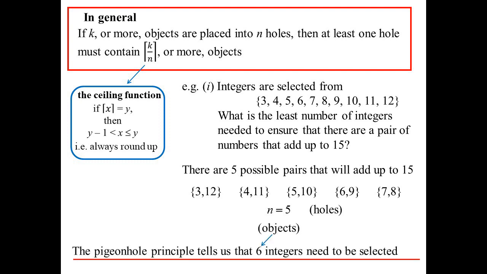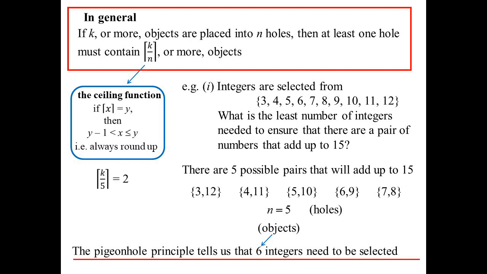Now, the pigeonhole principle tells us that 6 integers will need to be selected. If I've got 5 holes, then if I've got 6, one more than the number of holes, then I must be guaranteed 2 in one of those holes. So this is telling us that if I select 6 integers from this list, I must get a pair that adds up to 15. 6 are the objects that we're going to be placing.